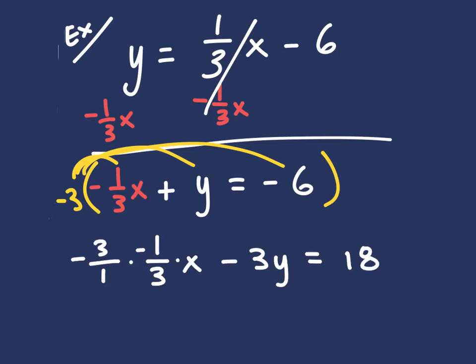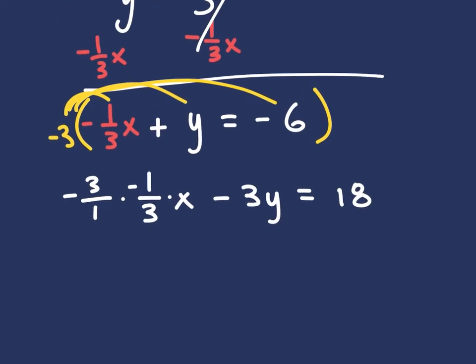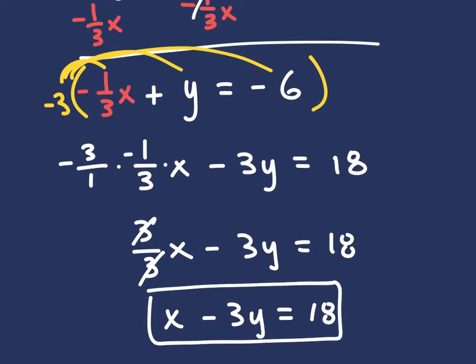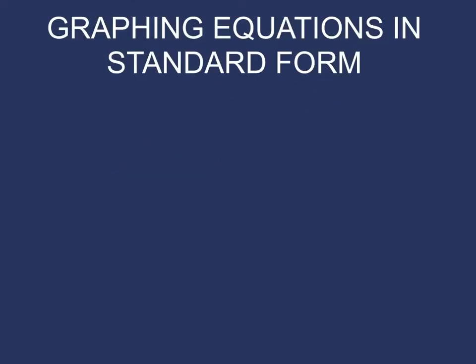From here, we can simplify this. You can do this a number of ways, but we're going to take -3 times -1, which gives us a +3. 1 times 3 gives us a +3. So we get x minus 3y equal to 18. 3 divided by 3 is just 1, which leaves us with x minus 3y is equal to 18. That's a little tricky, but not too terrible, and that's how we would do a problem like that. In the next part of this video, what I want to do is graph equations in standard form.